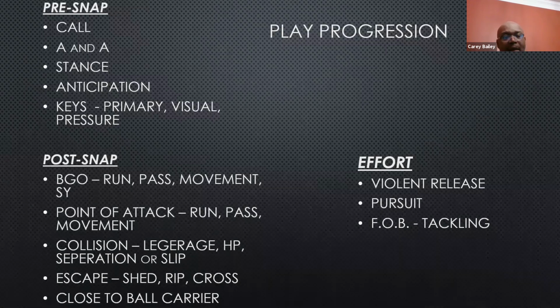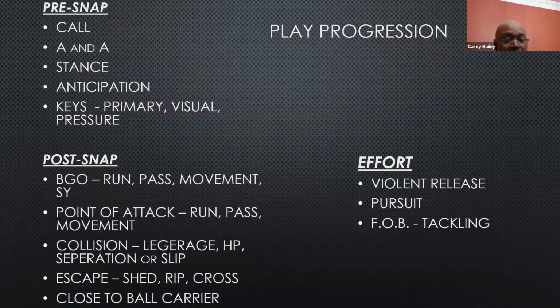Now, post-snap, ball get off, I got to go. I have to be able to recognize on the run whether it's run or pass, okay, or the type of technique I have to use if I'm executing a movement or it's short yardage, okay? Point of attack: knowing point of attack, and run, pass, and movement.